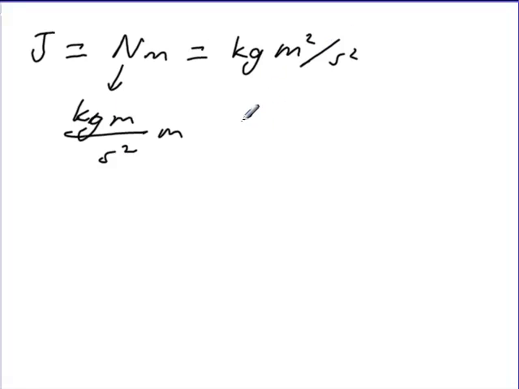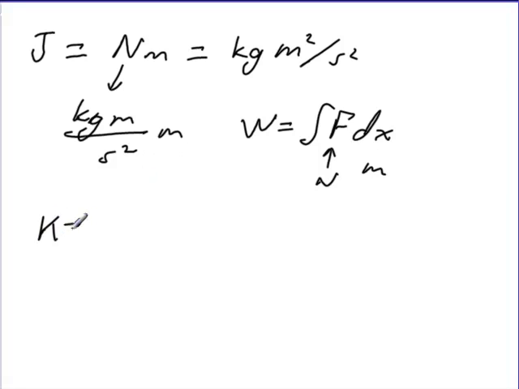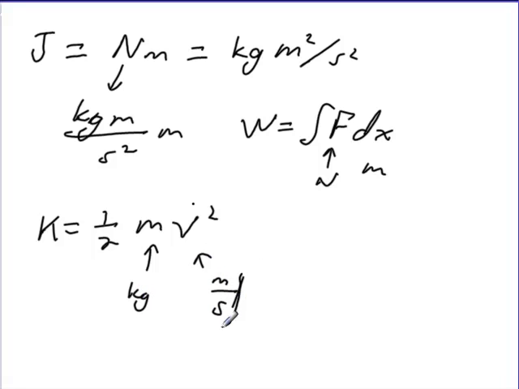That makes sense for the work, which was equal to the integral of force dx. Force would be in newtons, x would be in meters. And it also makes sense for kinetic energy, which is 1/2 mass times velocity squared. This will be in kilograms. This will be in meters per second, which gets squared.